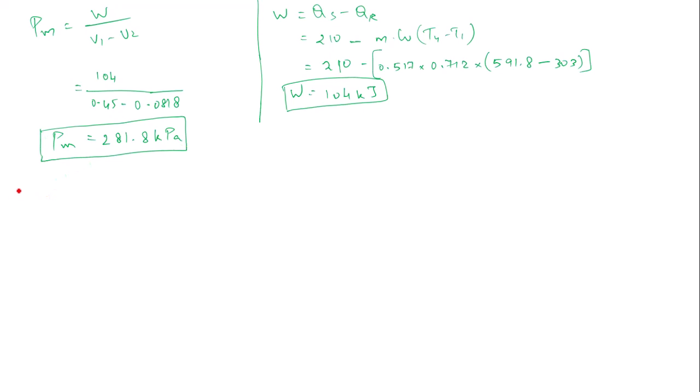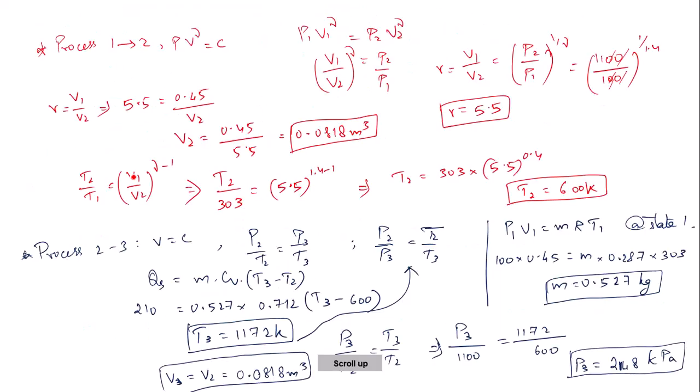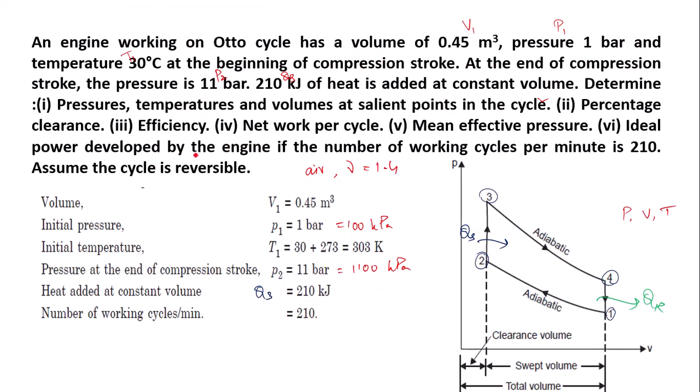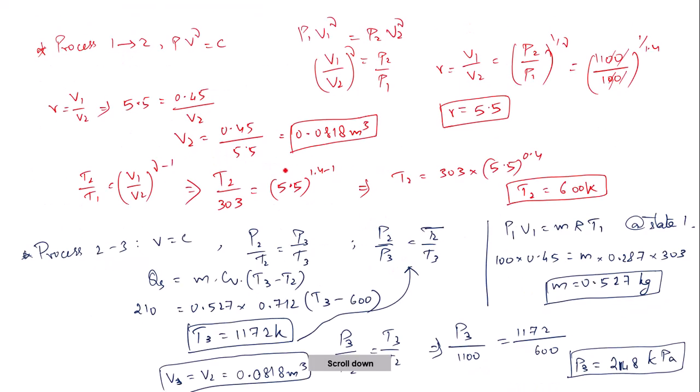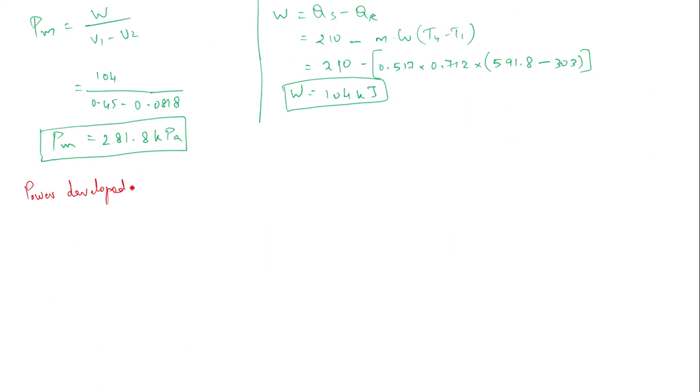Next thing we are going to estimate is the power developed, right? The power developed per cycle, that is what is asked in the question paper. Power developed by the ideal engine, okay, and the number of cycles is 210 cycles. Okay, so the power developed is going to be estimated from the relation: work done per cycle multiplied by number of cycles per second. Clear?